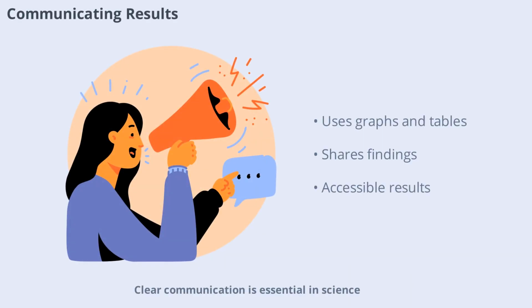Clear communication is essential in science. Statistics provide a common language for sharing results with other researchers and the public. By using graphs, tables, and summary statistics, scientists can make their findings accessible and understandable.